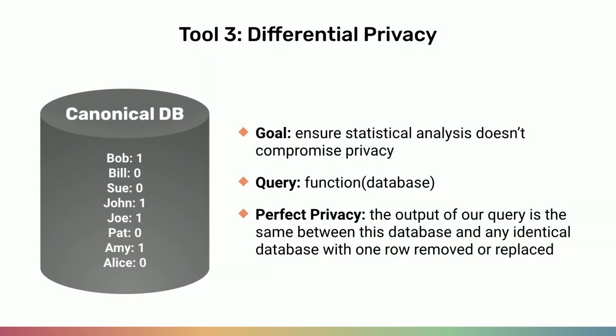If I could prove that for everyone in the database, by removing them or swapping them with someone else, this output wouldn't change, well, then I know that the output of my function doesn't depend on any specific individual. Now, it turns out there aren't that many functions that satisfy this very nice property. But this intuitive notion of what perfect privacy would be, like how we can query a database and perhaps get back some kind of result without divulging any private information, is very powerful.